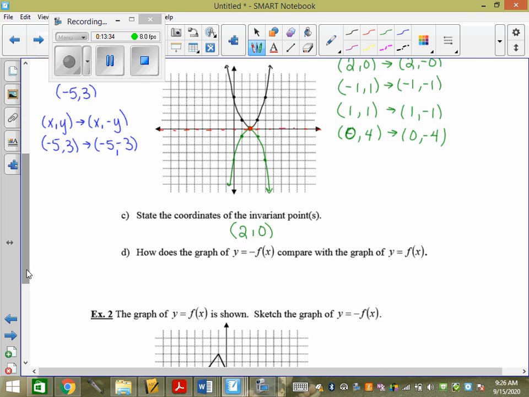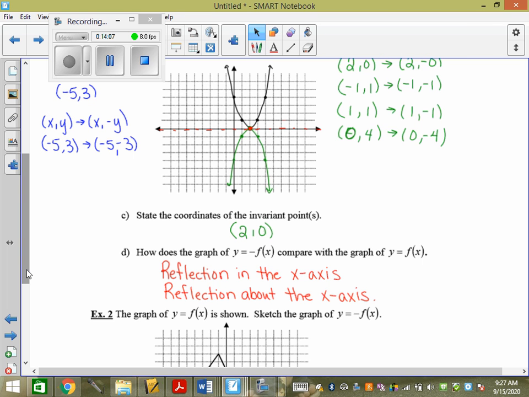So how does the graph of negative f of x compare to the graph of f of x? It's a reflection in the what? In the x-axis. Or you can say reflection about the x-axis. And I'm pretty sure the textbook says about. I can't remember every year. The textbook's the approved resource for it.